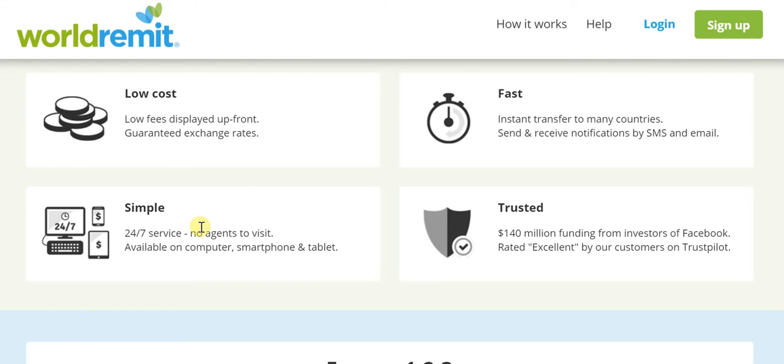Yes, it's very trustworthy. This is very important because when it comes to money and money transfer, of course, you want the platform to be extremely trustworthy. And the trustworthiness as far as WorldRemit is concerned is clearly in front of us by the fact that as much as $140 million have been invested in WorldRemit by the same folks who've invested in Facebook. Of course, they would have done their due diligence and they know for sure that WorldRemit is trustworthy. And further, this same factor is accentuated by the fact that WorldRemit's own customers have rated it as excellent on Trustpilot. So clearly, it's very trustworthy.